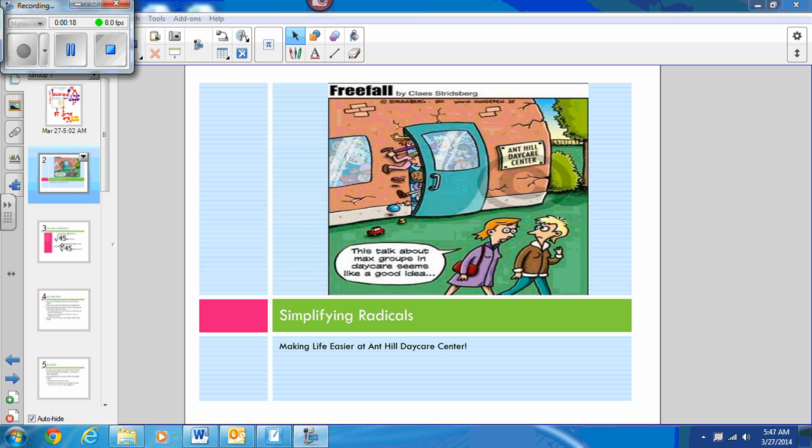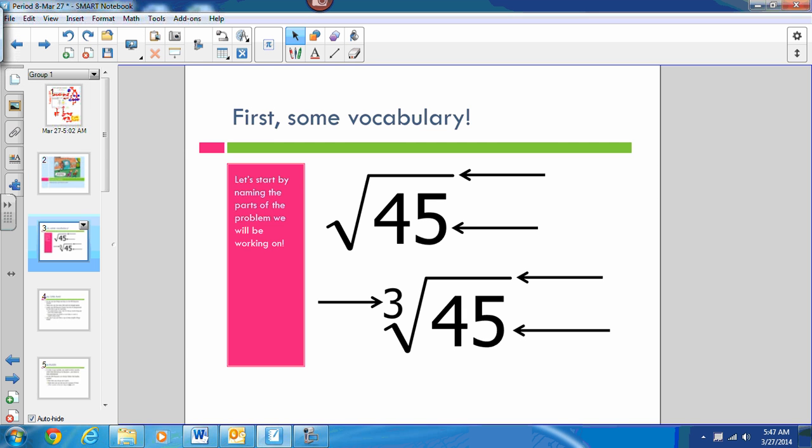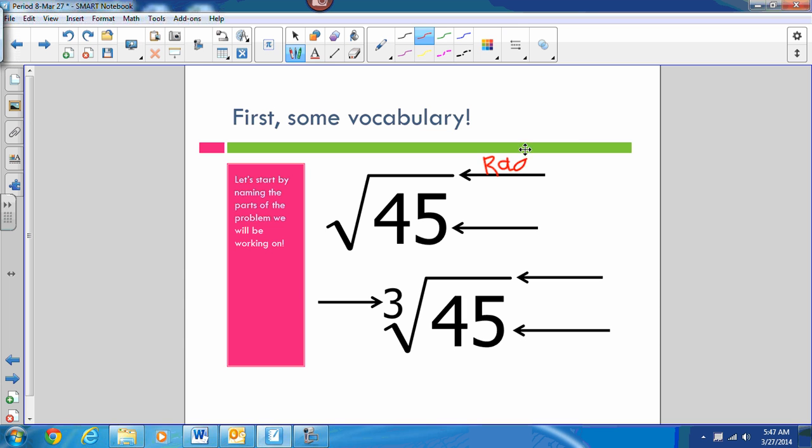But before we can do that, hopefully you all have the notes in front of you. We're going to talk about some vocabulary. So you know what this is, right? This is called a square root sign. But you actually have another name for it. It's also known as a radical. So this is called a radical. And then the number underneath the radical is called the radicand.